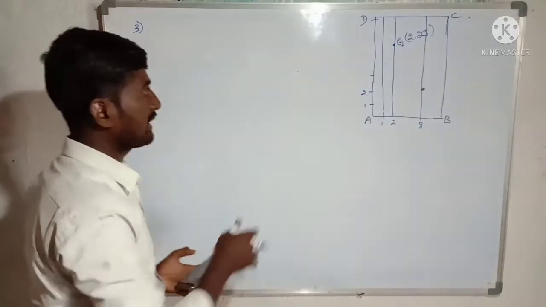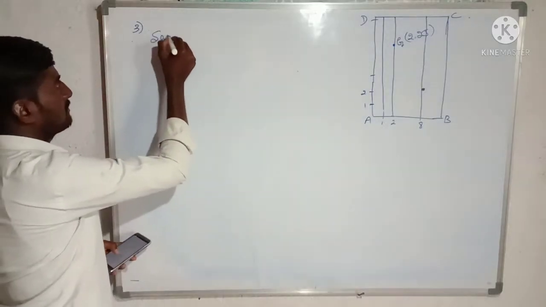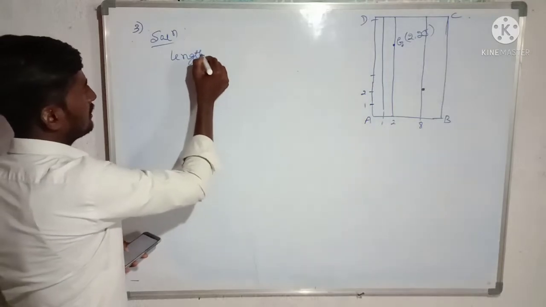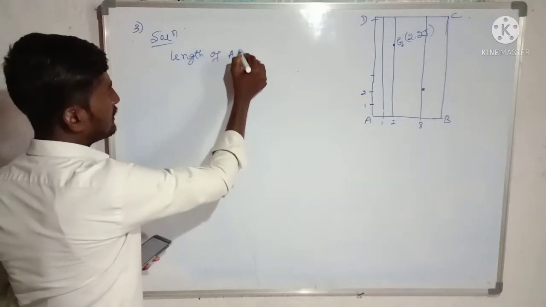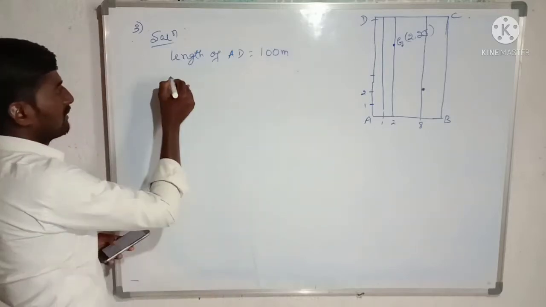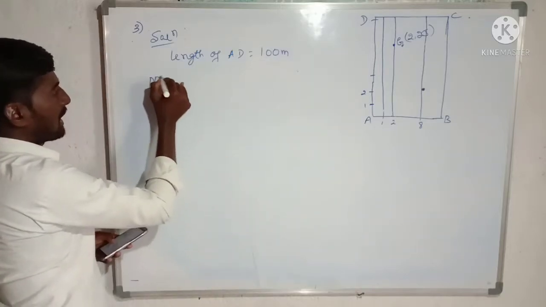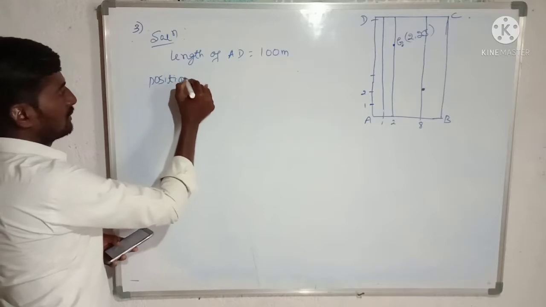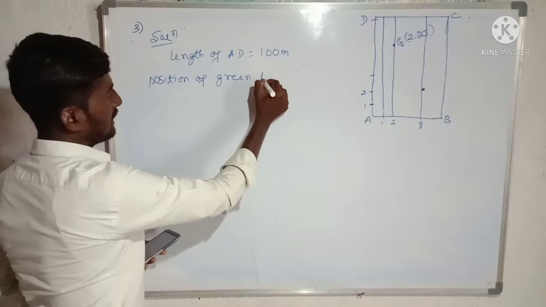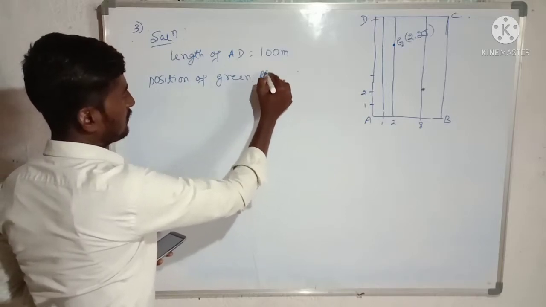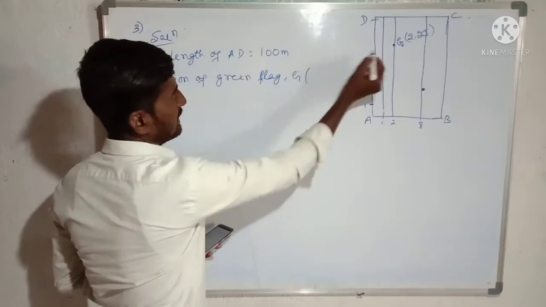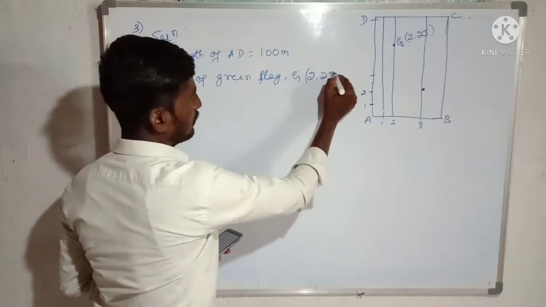Okay. So now the solution. What is that solution? Length of AD is equal to 100 meter. Now position of green flag. I will take that as G. What is that? 2, 25.